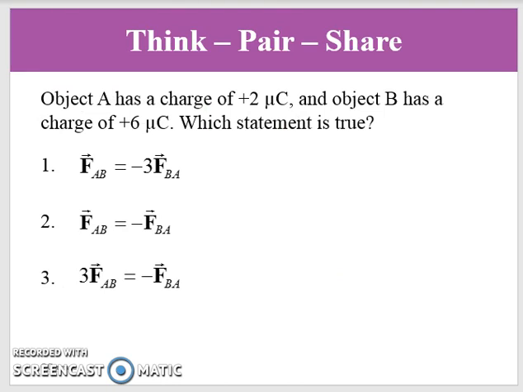So, quick thought question here. What if object A has a charge of 2 microcoulombs and object B has a charge of 6 microcoulombs? Which statement is going to be true? Are the forces going to be oppositely directed, but one of the forces 3 times as large, since the ratio of the charges is 3? Are they going to be equal and opposite? Or are they going to be the exact opposite of the first scenario, where they are opposite in sign, but now this time the original force is 3 times as large?